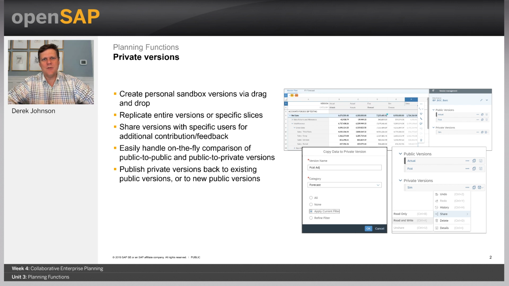What you can do if you want to share your private version with others is there is an ability to share your version, and you can share that from both a read and read-write perspective. And this is very useful if you're collaborating with colleagues on a particular issue and you'd like to share the version to really engage the team or group in your planning activity.